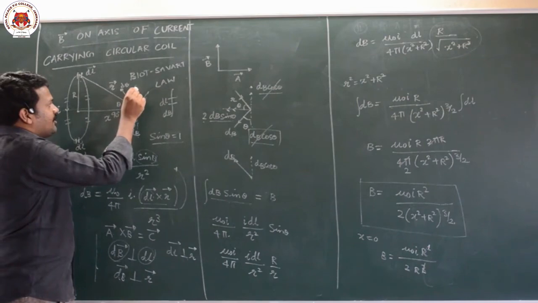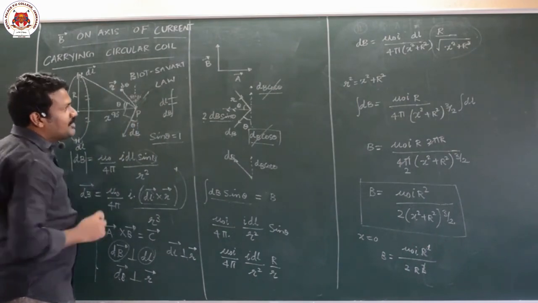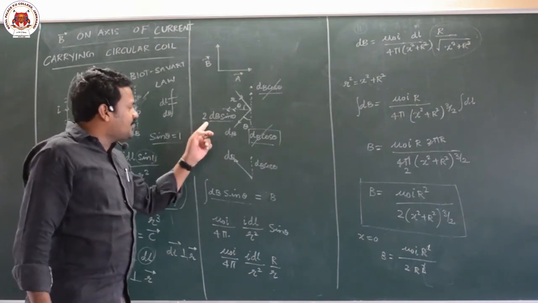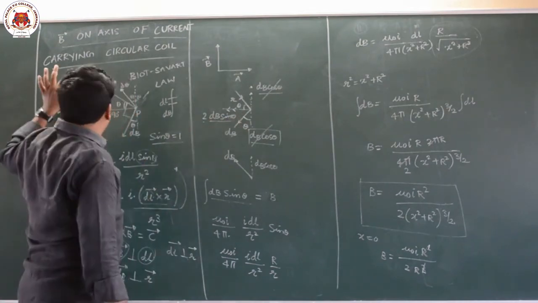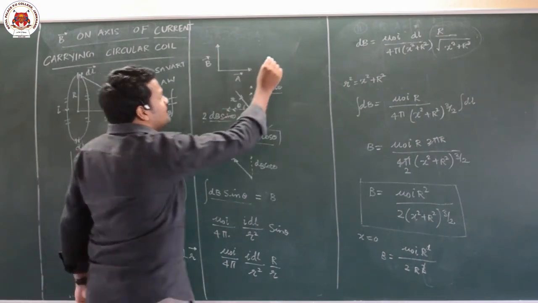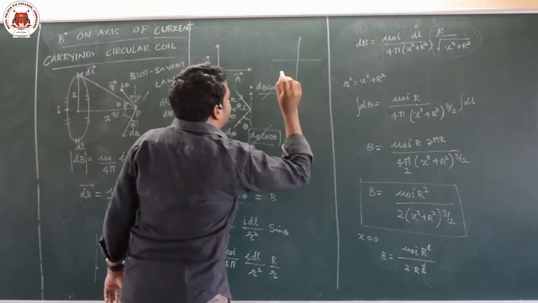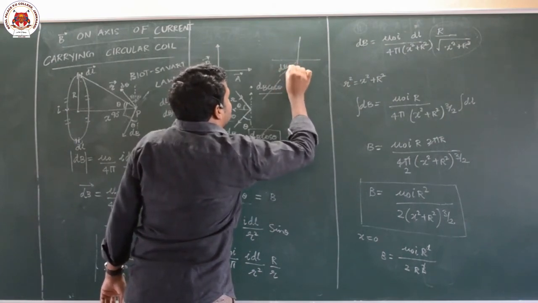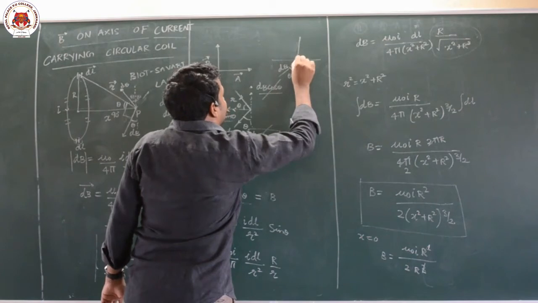So there you will get dB cos theta. Here also you will get dB cos theta. dB cos theta gets cancelled. Now what is left? Magnetic field due to this element in this direction is dB sin theta. So this is there in resolution of vectors. If you are perfect in resolution of vectors, this is one dB. This is theta. This is another dB.